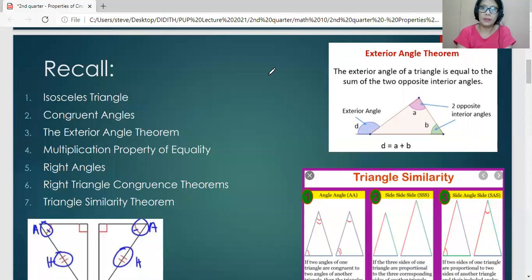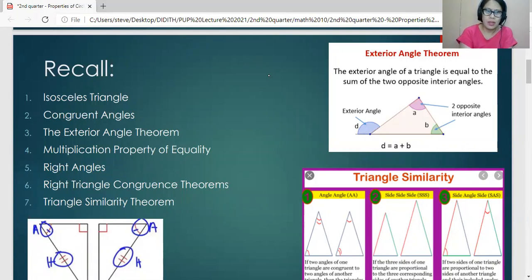Hi there, grade 10. So last time I was able to discuss the different parts of a circle. This time I'm going to discuss some properties on arcs, chords, angles, and inscribed angles. But before we proceed to that, let us recall some of these terms which are necessary as we prove some theorems as regards the properties of the chords, arcs, central angles, and inscribed angles.